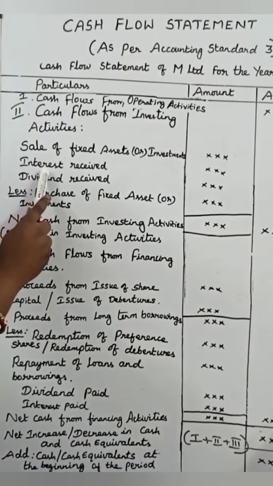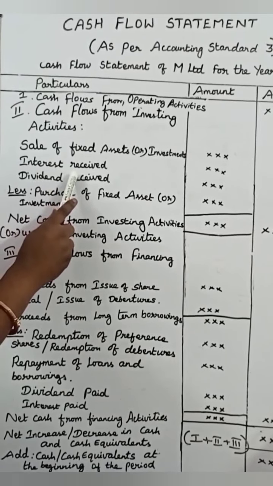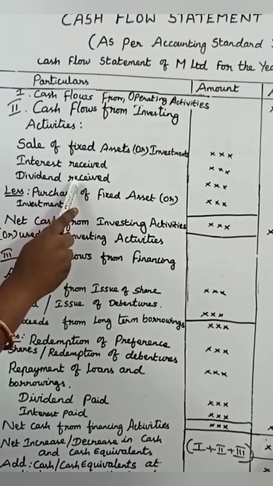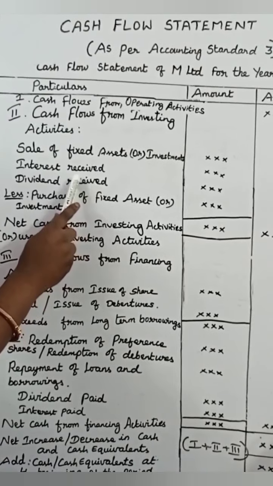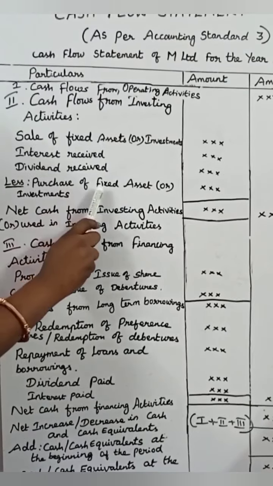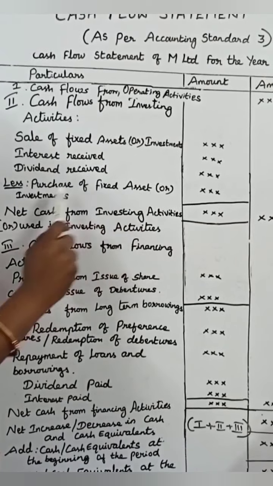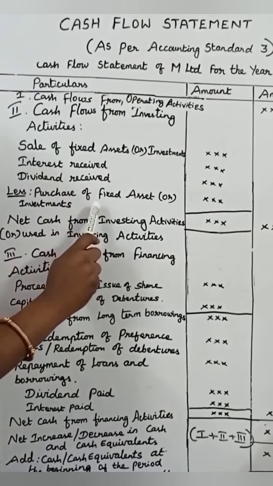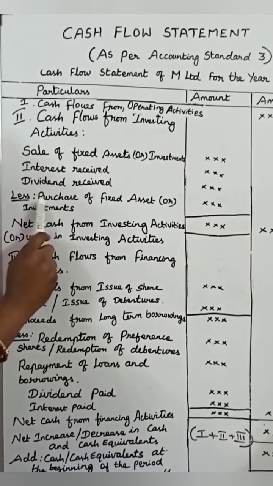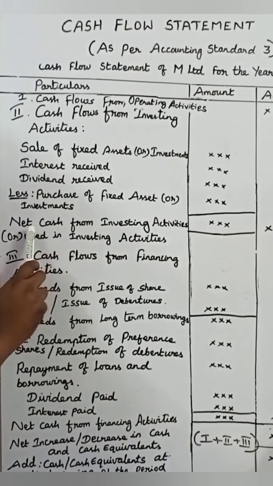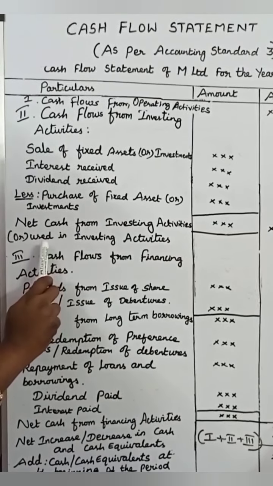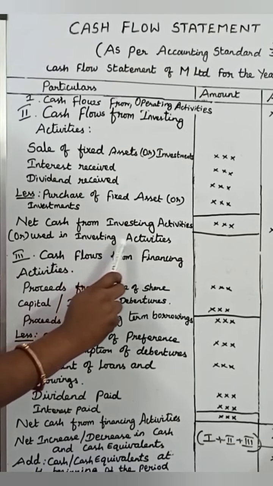If the organization receives any interest or dividend from any investment, those transactions will be shown under the heading investing activities. Purchase of fixed assets or investments results in cash outflow. So, we have to subtract the amounts. At this stage, we will arrive at cash from investing activities or cash used in investing activities.